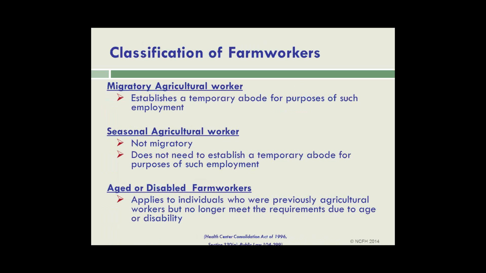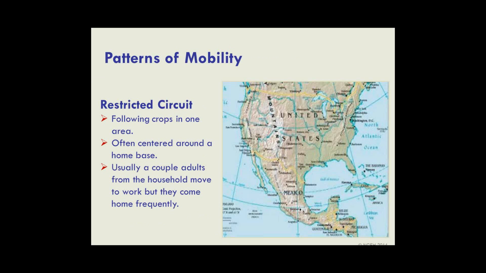Classification of farm workers. Again, a migratory agricultural worker establishes a temporary abode for purposes of such employment. Seasonal agricultural workers are not migratory and do not need to establish a temporary abode for purposes of such employment. And then, of course, the aged or disabled farm worker category applies to individuals who were previously agricultural workers but no longer meet the requirements due to age or disability. Patterns of mobility.